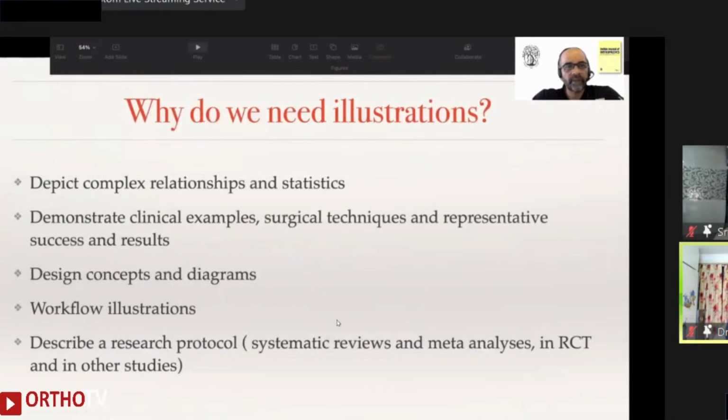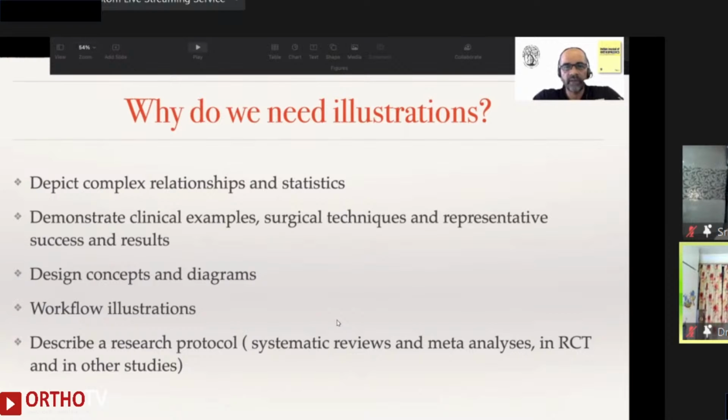So why do we need illustrations? We depict complex relationships and statistics. We demonstrate clinical examples, surgical techniques, representative success and results. I'll give you some examples of these through some of the papers we have published. We tend to describe certain design concepts and diagrams, workflow illustrations, and very importantly, to describe a research protocol, such as systematic reviews, meta-analyses, randomized controlled trials and other studies.